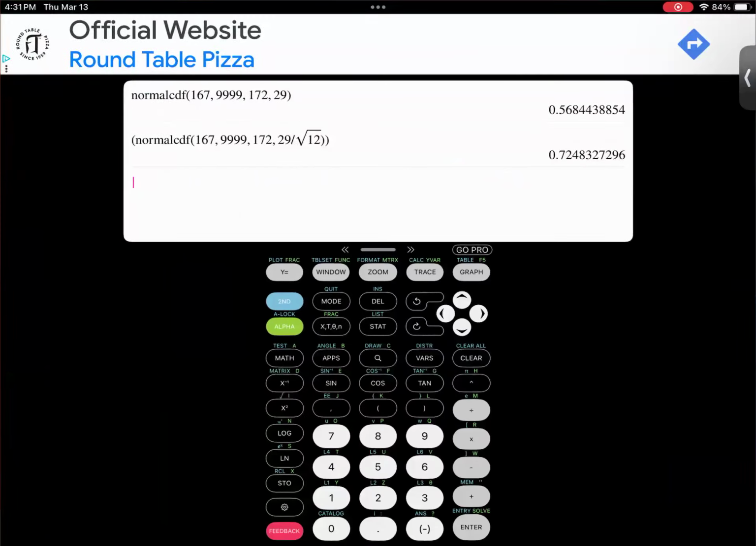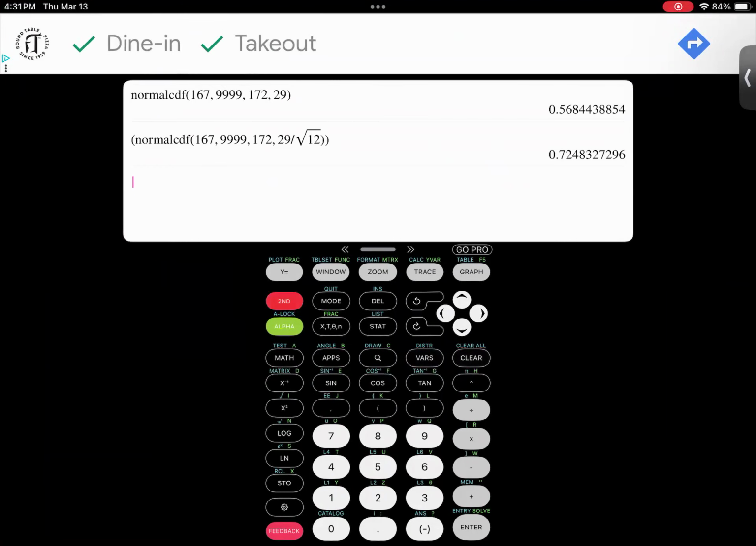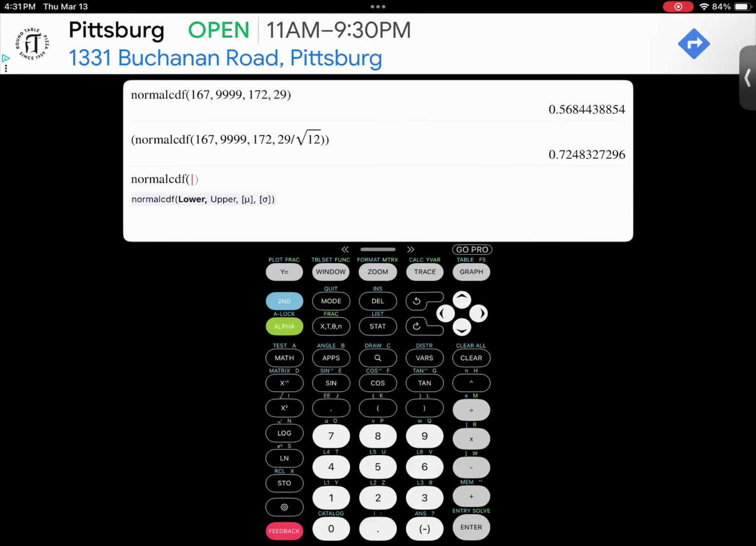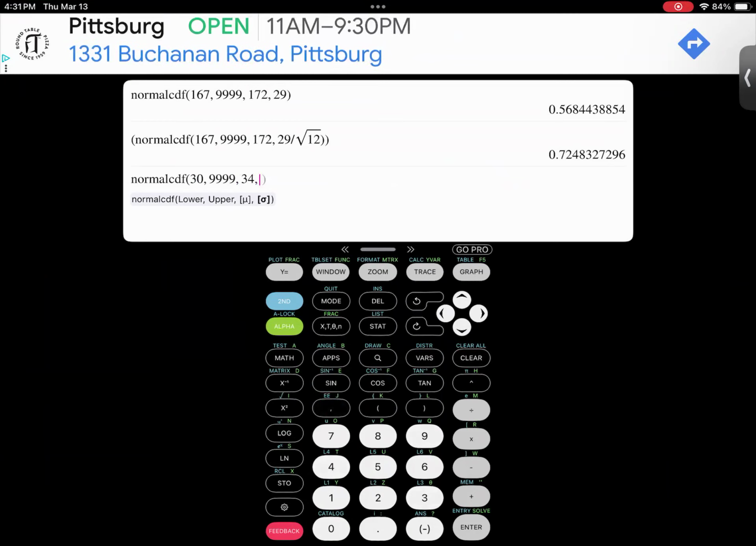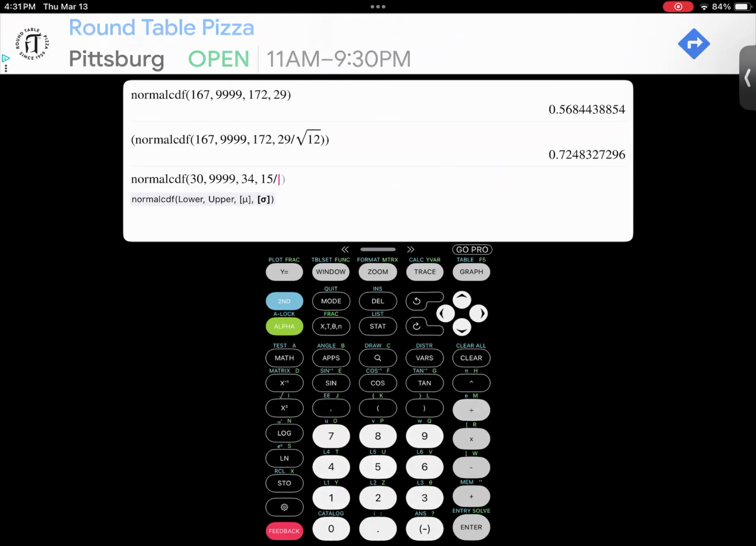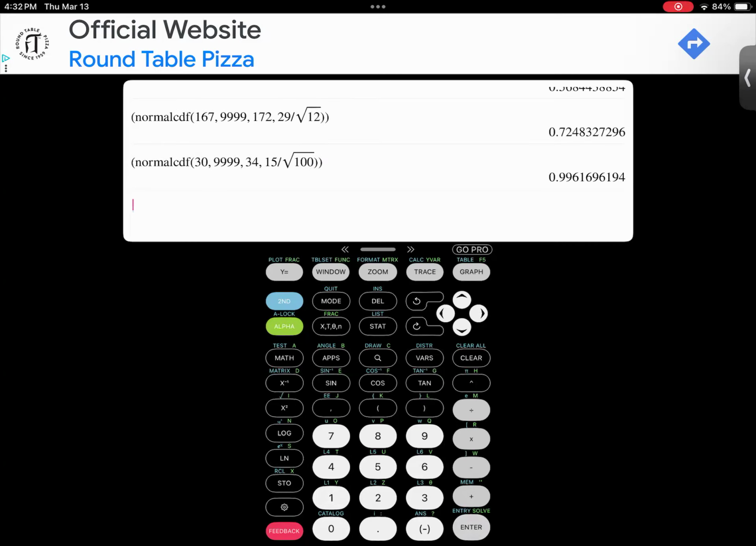Once again, let's go ahead and calculate this out. So second distribution, normal CDF, we're going to have 30, 9999, 34, and 15 divided by the square root of 100. We hit enter, and that's our probability, a very high probability, 0.9962. So almost 100%.